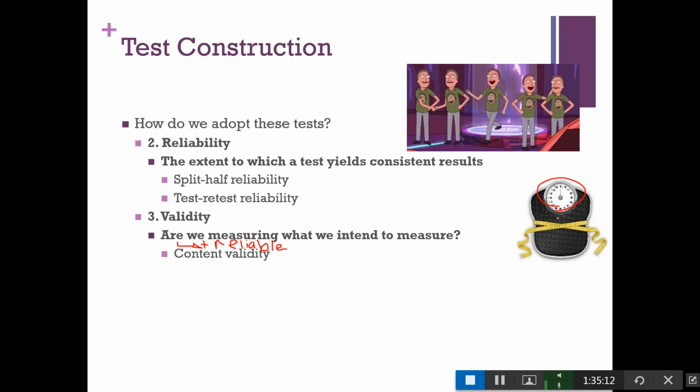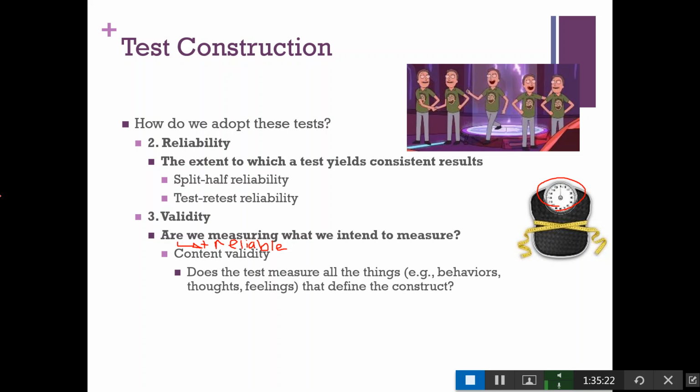So it needs to be accurate in giving you the right weight, okay? So we've got content validity, which basically is this idea of, does your test measure all of the things that you think should be included in the construct? So going back to this idea of measuring intelligence, right?